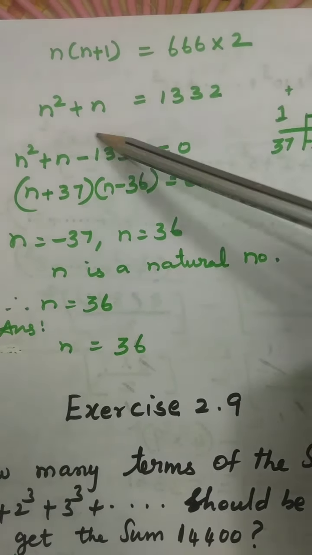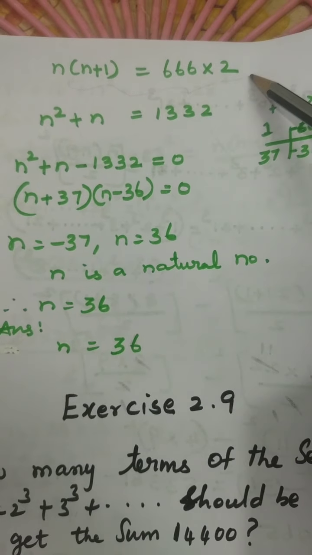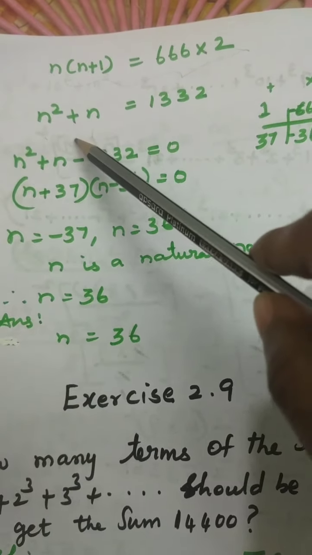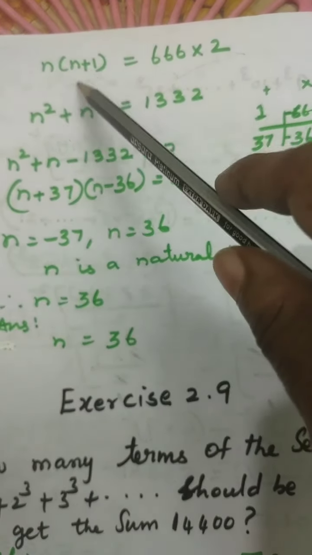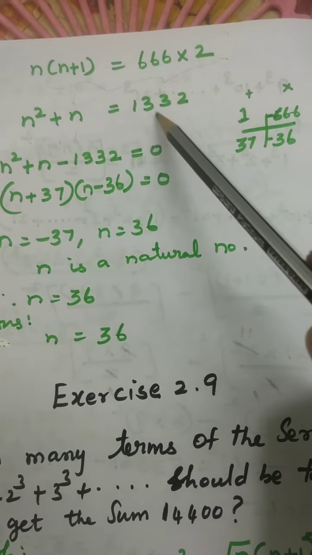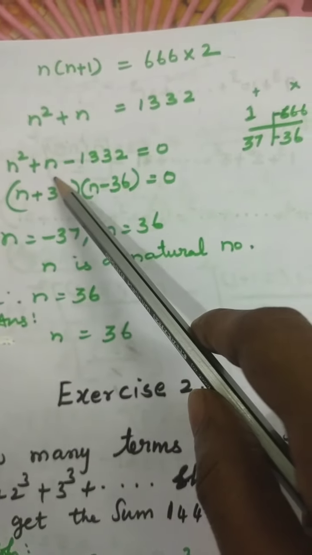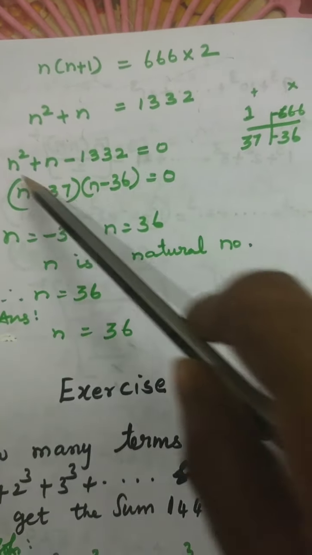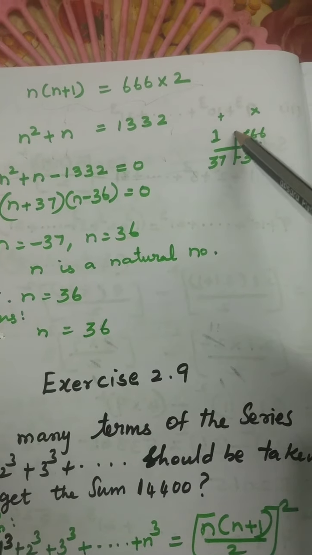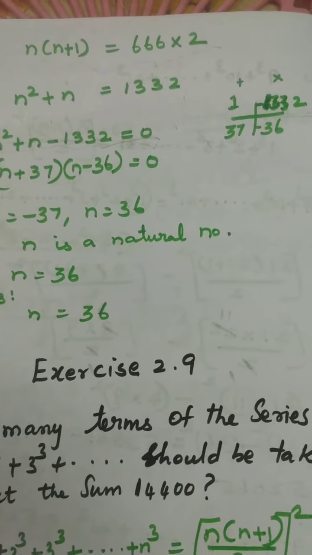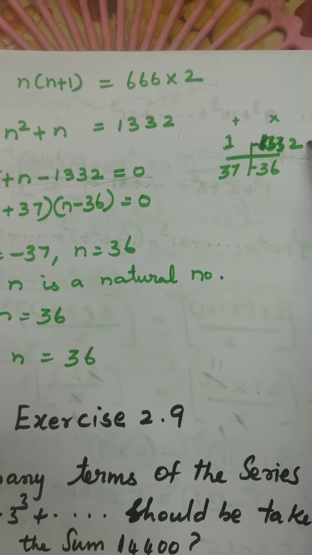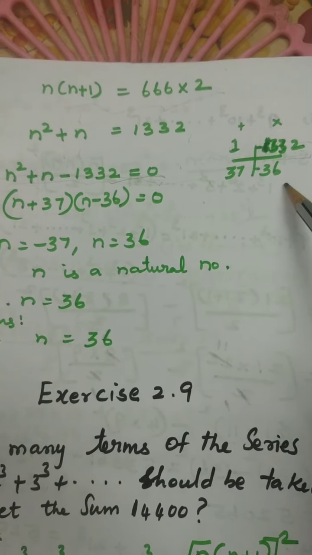Okay. Then n into n plus 1 is equal to 666 into 2. Okay. Now n into n square plus 1 n. You have to bring this 2 denominator to this side, it will become multiplication. Then 1332. Okay. Now n square plus n minus 1332 is equal to 0. This is in the form of equation. Now using this equation you have to find the value of n. So use the T method. Now if you add, 1 will come, then you multiply minus 1332. Okay, that is 37 into 36. Here plus 1.